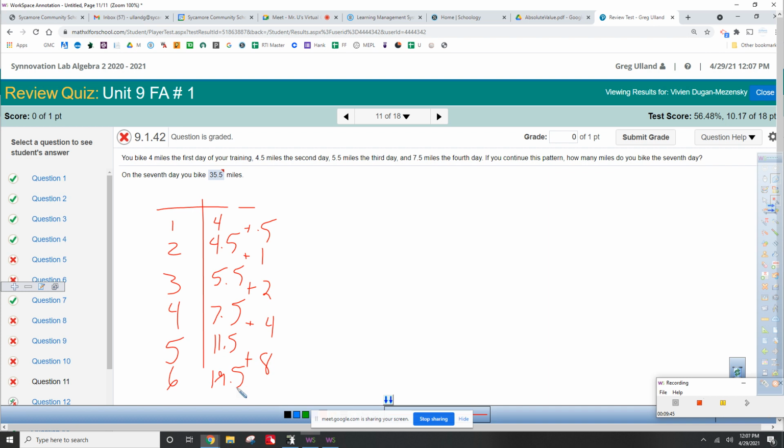You've got 4 on the first, 4.5 on the second, 5.5 on the third. How many miles did you bike on the 7th day? Now we're going to add 16. That's where they get that from. Add 16, not 10. 19.5 plus 16 is 35.5. Okay?